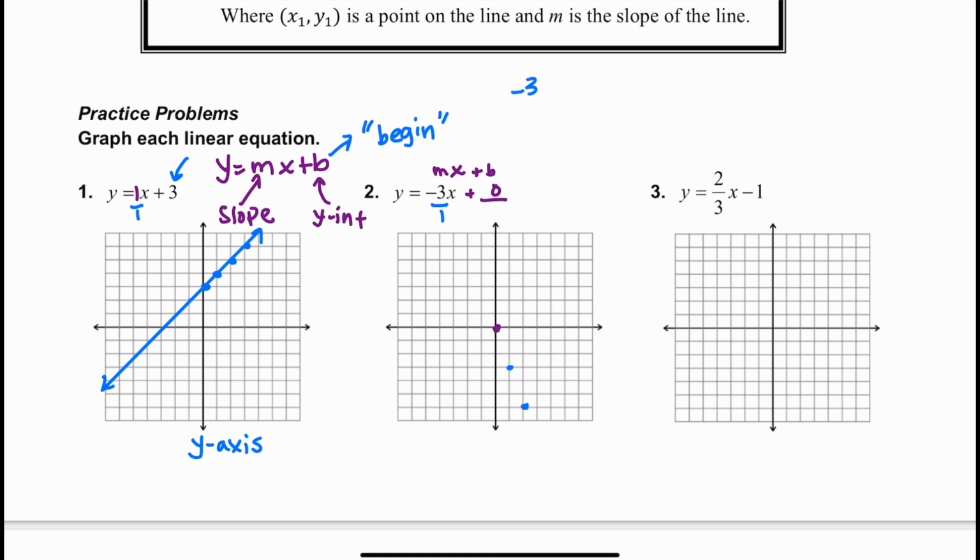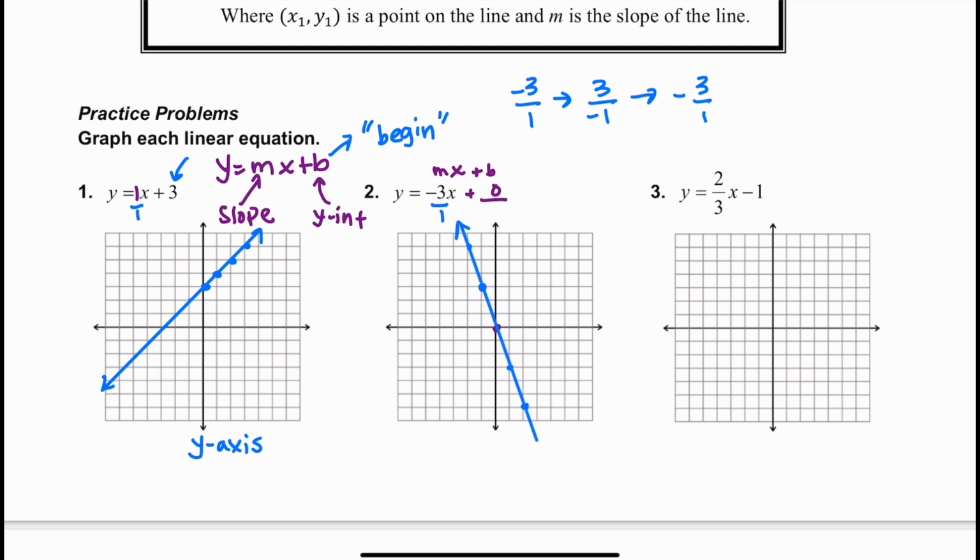If I have negative 3 over 1, that's the same as saying 3 over negative 1, which is also the same as negative 3 over 1. So all three of these mean exactly the same thing. The negative can go on top, bottom, or out front, but you only put it in one spot. So I could go down 3 in the positive direction one, or I could go up 3 in the negative direction one. And if you notice, that's still on this straight line here.